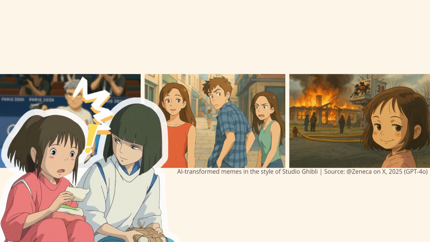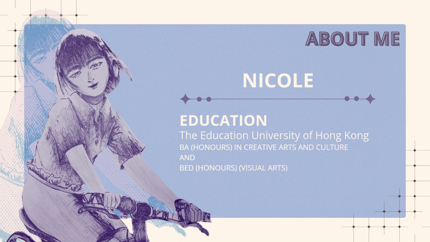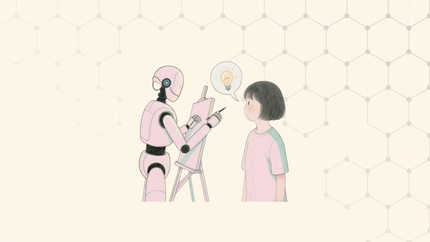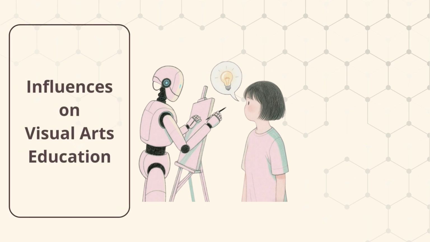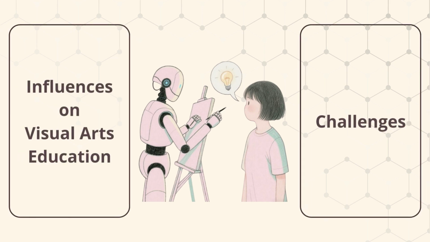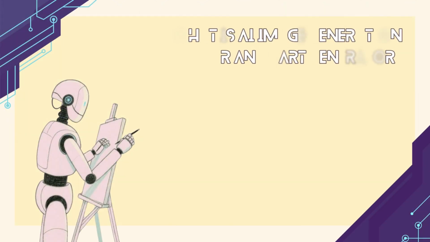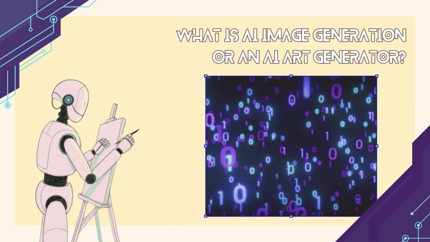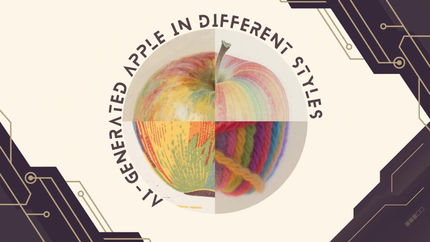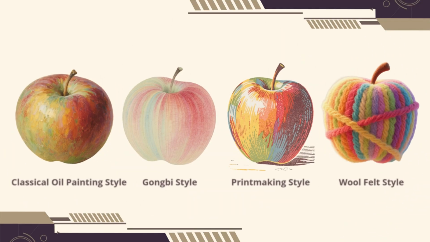Aren't they stunning? I'm an undergraduate student studying art and art education. Today, I'll share my experiences using AI for image generation and explore how this technology influences visual arts education, along with some of the challenges it presents. So, what is AI image generation or an art generator? In simple terms, it's using artificial intelligence to create artwork through algorithms. This technology can mimic various styles and produce images.